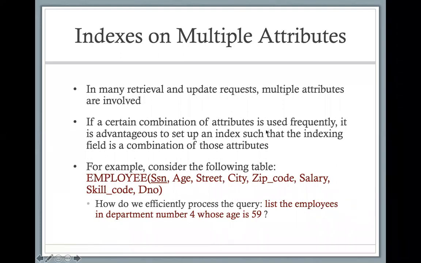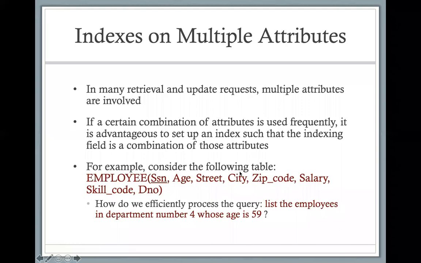So if a certain combination of attributes is used frequently in my SQL queries, so I typically search by them, it might be advantageous to set up an index on this combination of attributes. So you can create an index on multiple attributes at the same time, similar to the idea of a composite key. You have a composite key which consists of multiple attributes. We would have a composite indexing field consisting of multiple base attributes.